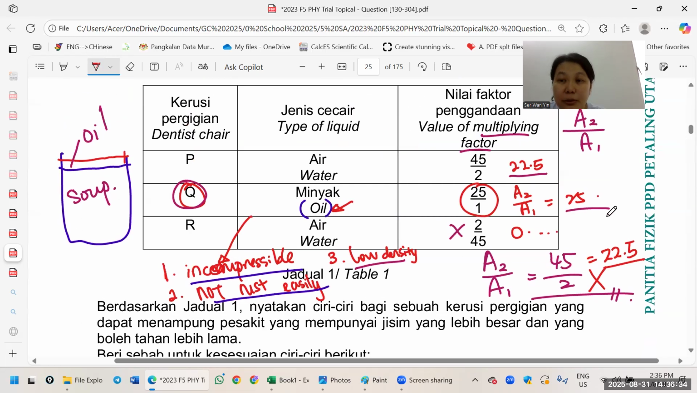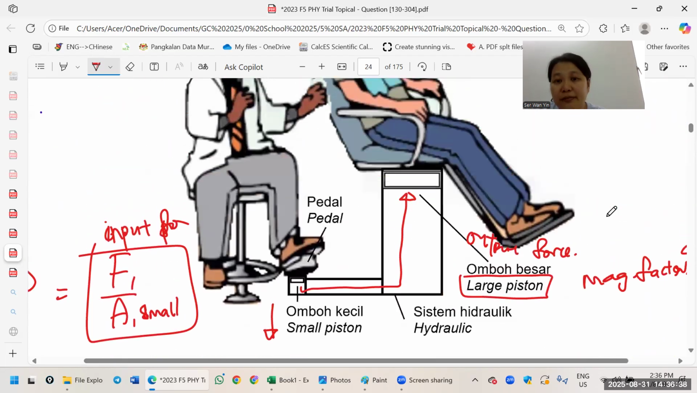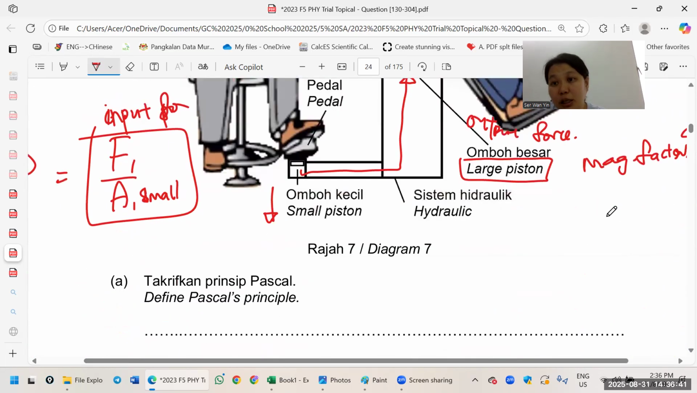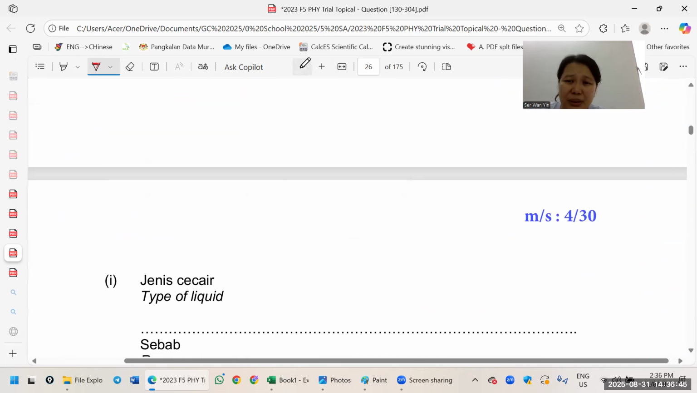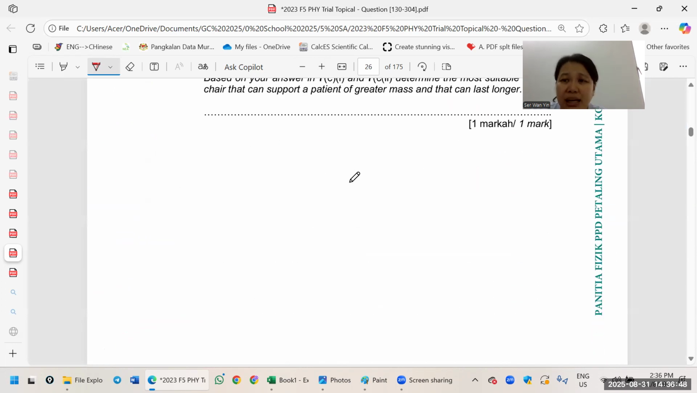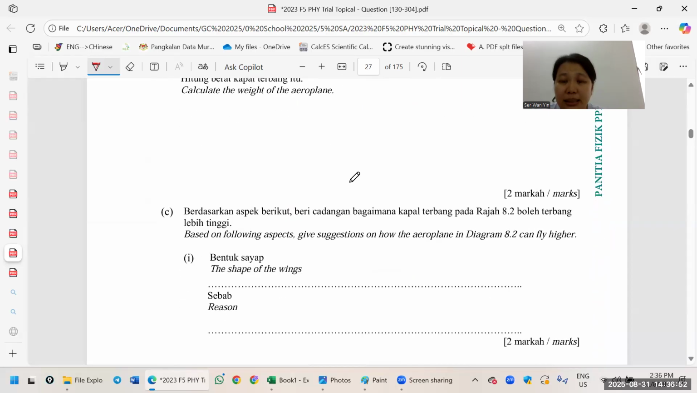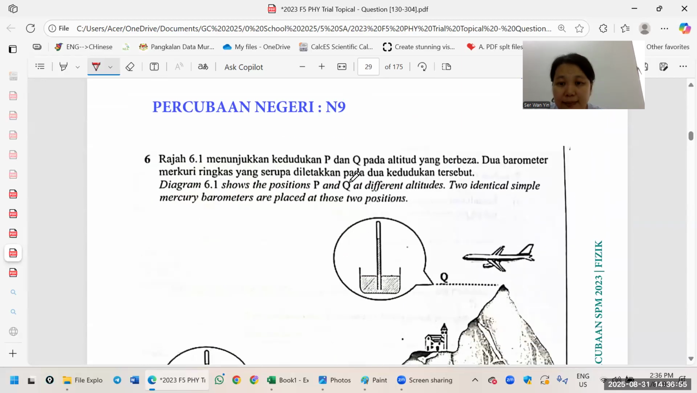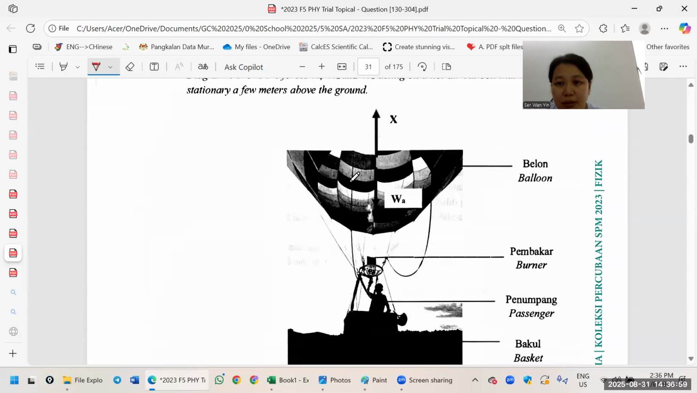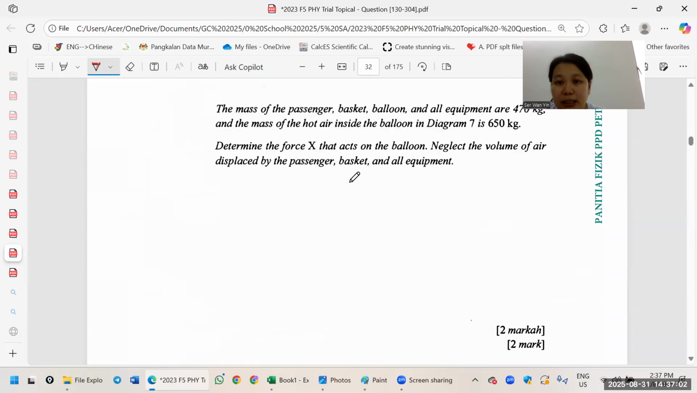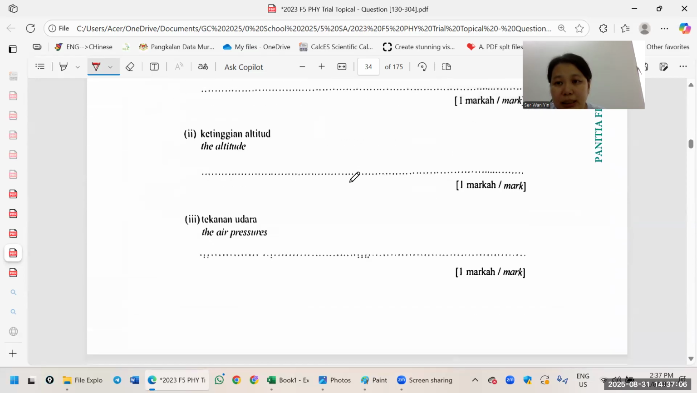No matter what, Pascal's principle always uses a small input force to lift up some load. A dentist chair is a Pascal principle. And every Pascal principle teaches the same thing: a small input force creates a larger output force. The rest so far I think will exist in paper 1 only.